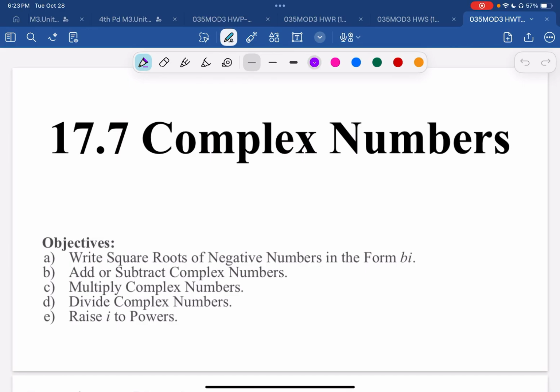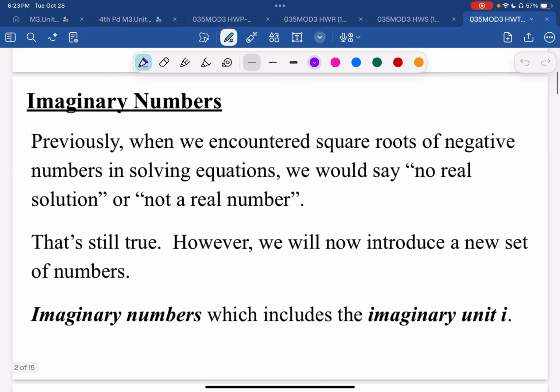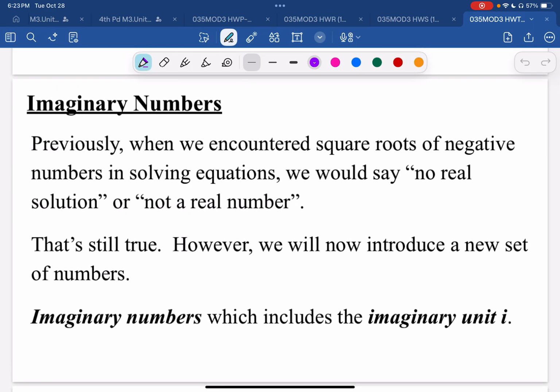In this video, we're going to look at complex numbers. So we're going to start by talking about an imaginary number. Previously we looked at some square roots of negative numbers in solving equations. When we did that, we said it was not a real solution or not a real number, and that's still going to be true. But now we're going to introduce a new set of numbers, and when that happens, we'll be able to work with it a little bit more.